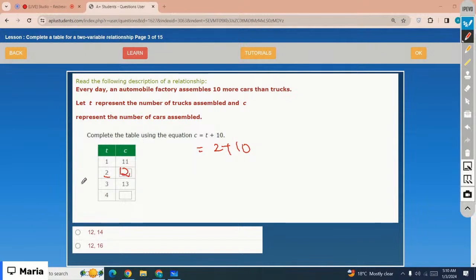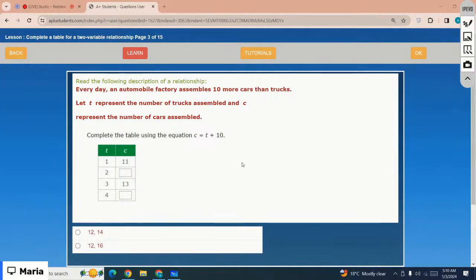2 plus 10 is 12. That means when T equals 2, C equals 12. Then T equals 4, 4 plus 10 equals 14. That means when T equals 4, C equals 14. So option 1 is the correct option, that is 12 and 14.